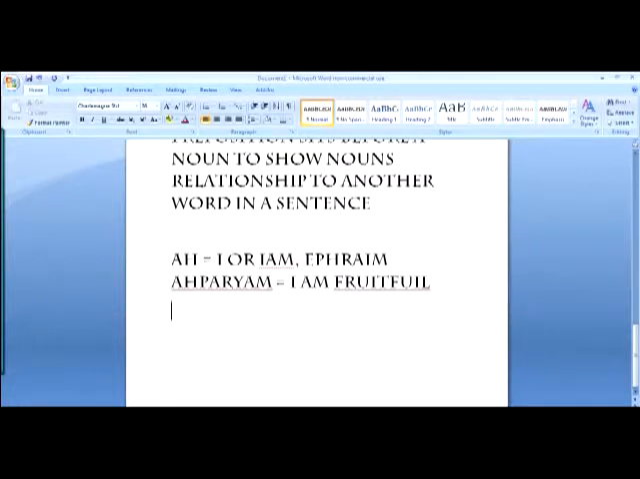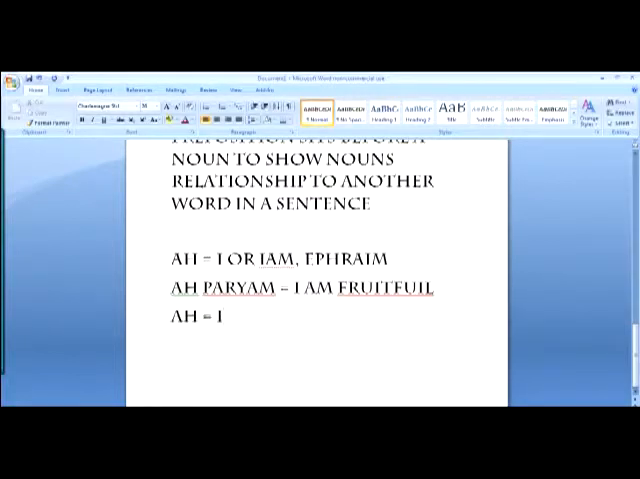Now the way you break down I am fruitful, or this word Aparim, there's two words here. You got the a and you got the paryum, right? Then you put it together as Aparyum, I am fruitful. The a at the beginning of the word there is "I" or "I am."